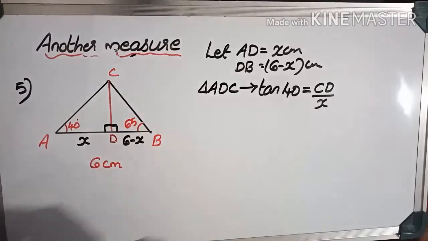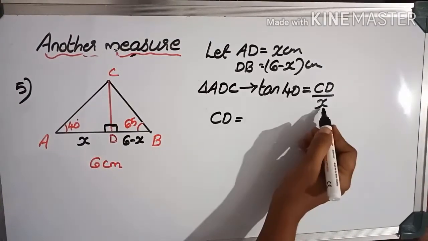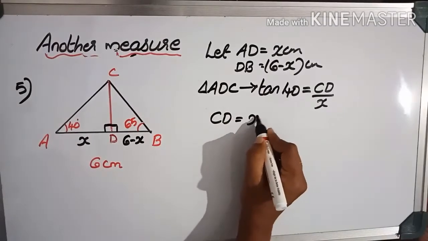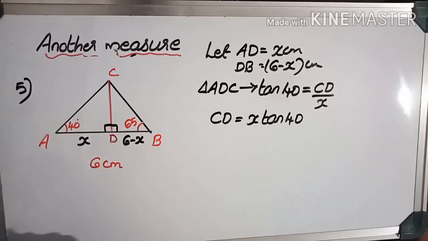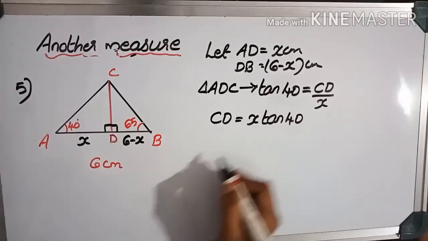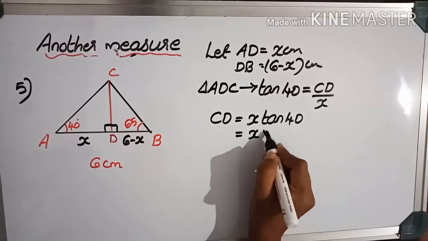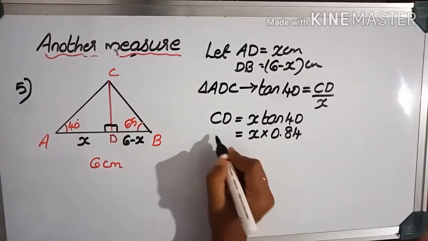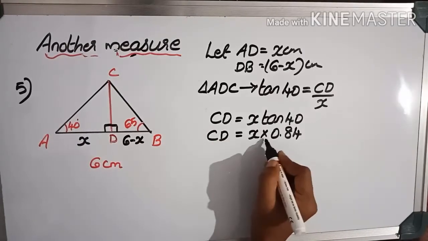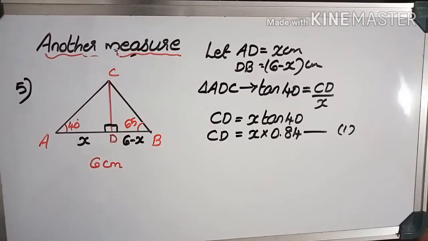CD by x. Now CD equal to what? Take this x to this side, that is x tan 40. Now tan 40 value is 0.84. So we got CD equal to x into 0.84. Take this as first equation.